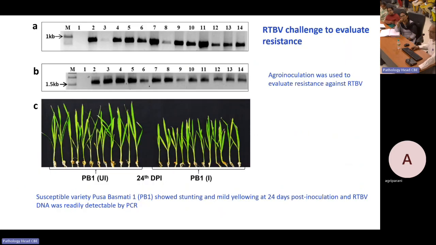Using this, one of my PhD students, who finished in 2017, now a lecturer in UP, Gaurav Kumar, did a very extensive analysis of some of these backcross lines using agro-inoculation. So this is a susceptible check, Pusa Basmati. Uninoculated is there, and then at 24 days after inoculation, Pusa Basmati after agro-inoculation shows stunting. The yellowing was very mild. Stunting was quite clear. And he could also detect RTBV accumulation by PCR.